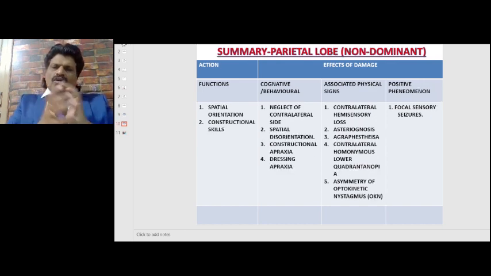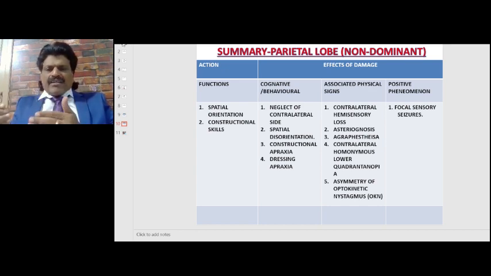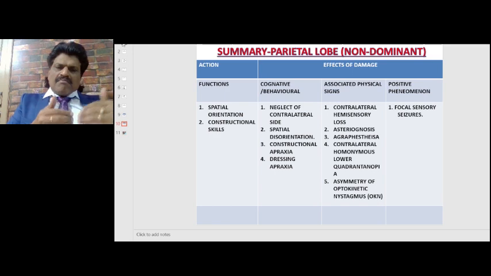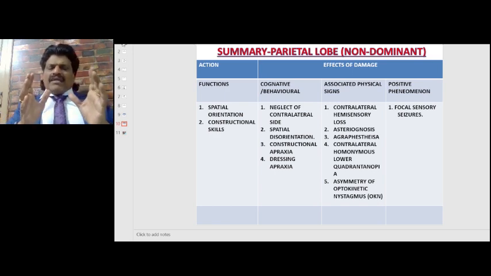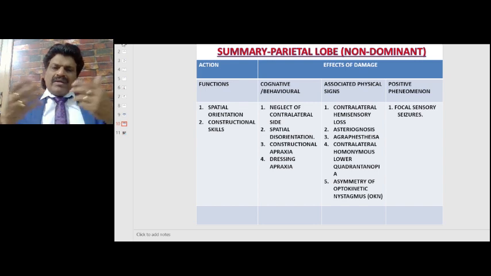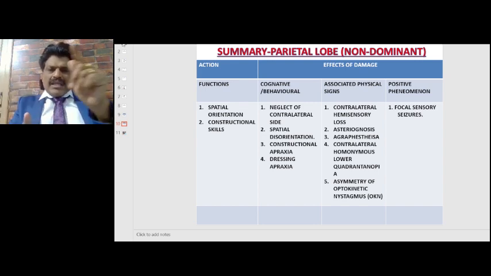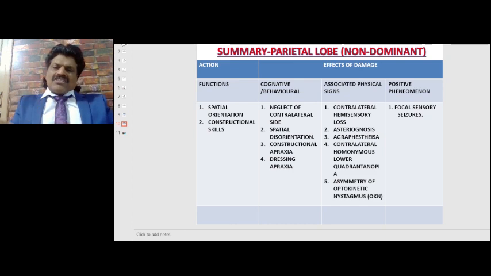The parietal lobe non-dominant, the summary is that the functions, the effects of damage in terms of cognitive, behavioral, associated physical signs, and positive phenomenon are: the non-dominant lobe is basically concerned with the spatial orientation. So when the right parietal lobe or non-dominant cortex gets affected, they'll have left hemineglect. They'll have spatial problems. They can have constructional apraxia or dressing apraxia. They'll not be able to dress well. They'll not be able to construct well. So they'll have constructional apraxia, and they'll have hemineglect. Basically, they have to do with the spatial orientation.